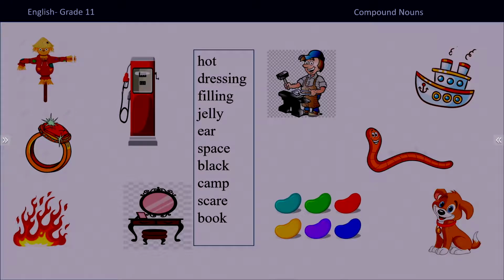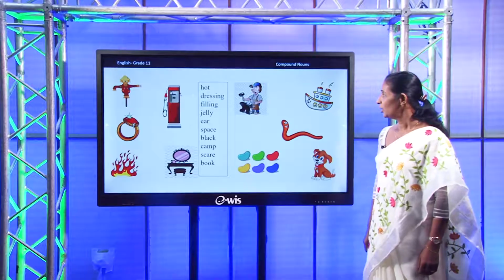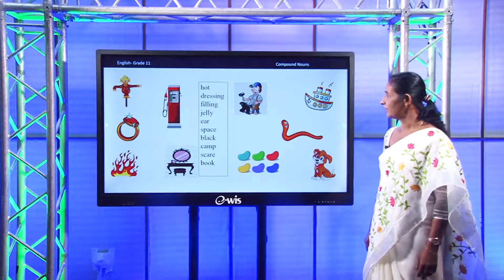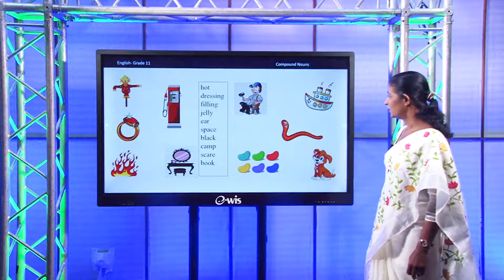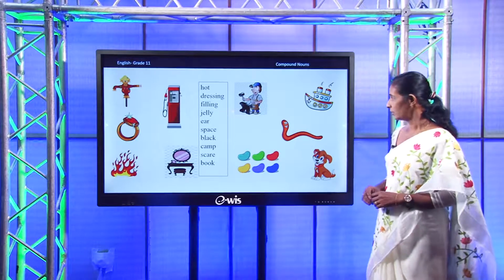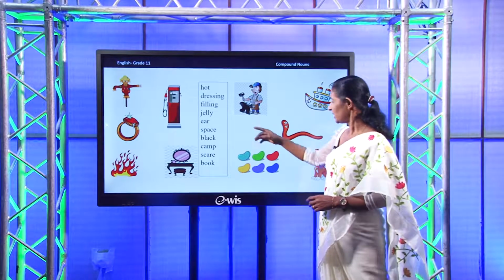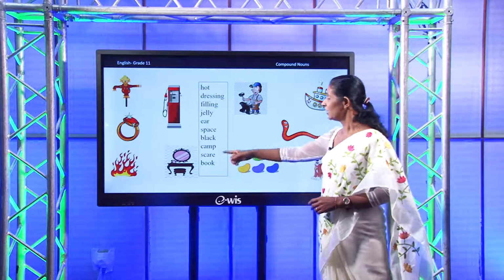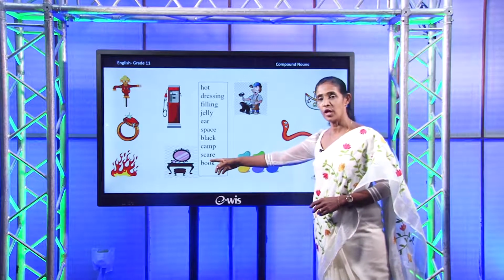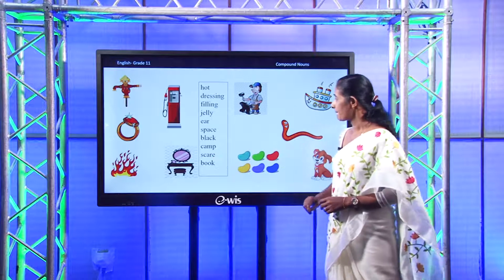Shall we look at the answers? Okay children, I'm sure you wrote them down. Let's check. Look at the first one. We've done that earlier. Hot dog. And we're looking at the second one. Dressing. What's the matching picture? Dressing table. The compound noun is dressing table.